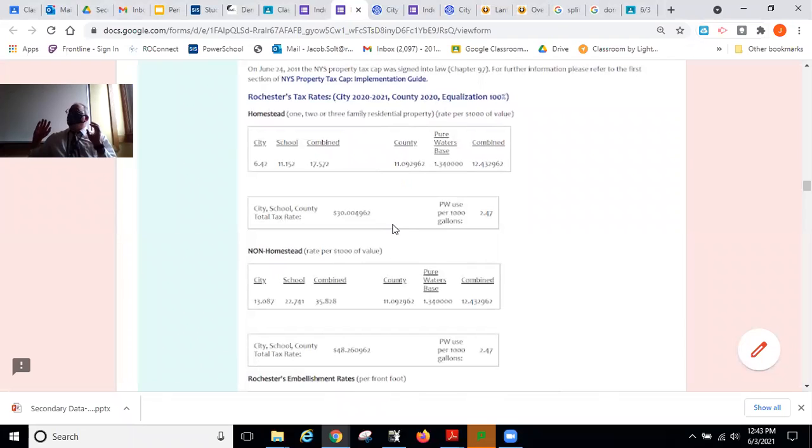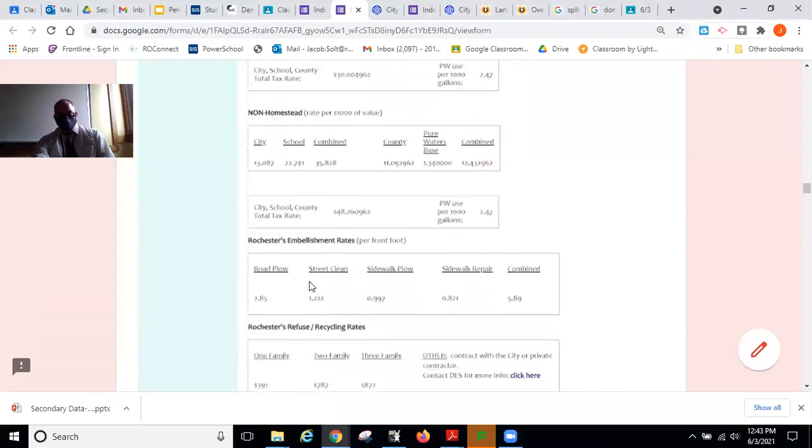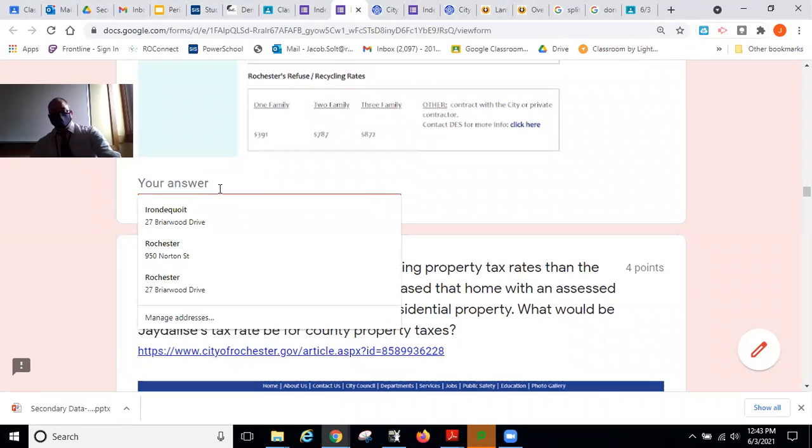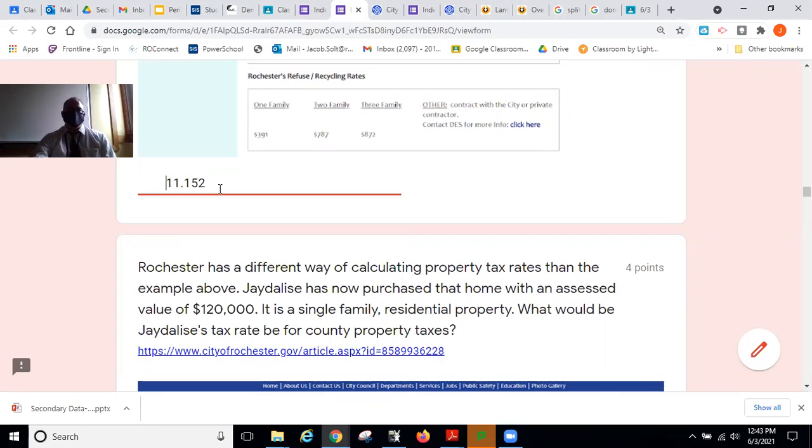Jada Lease's is a single family household. And if you read this website, there are 2 different tax rates. One is a homestead rate. That's for 1, 2, or 3 family residential properties. That's what Jada Lease has. And there are non-homestead rates. This is for businesses, for restaurants, for industrial areas, these kinds of things. So we're going to be using the homestead rates, people, just so you know. All right, so here are the school taxes. The school taxes were $11.15 and some change. And again, I have to put down, very important, per $1,000 of value of the house.